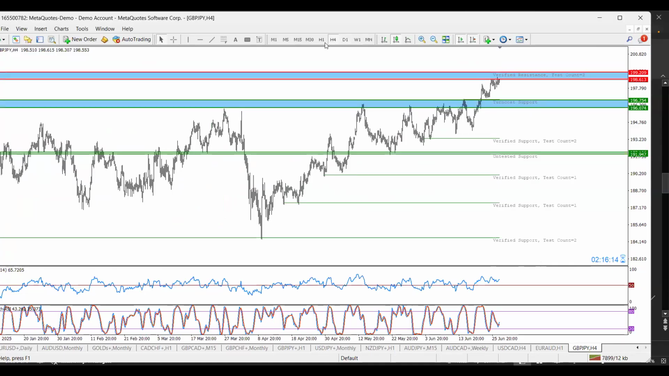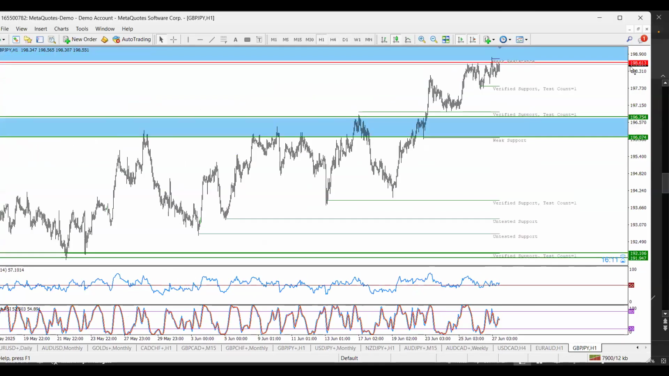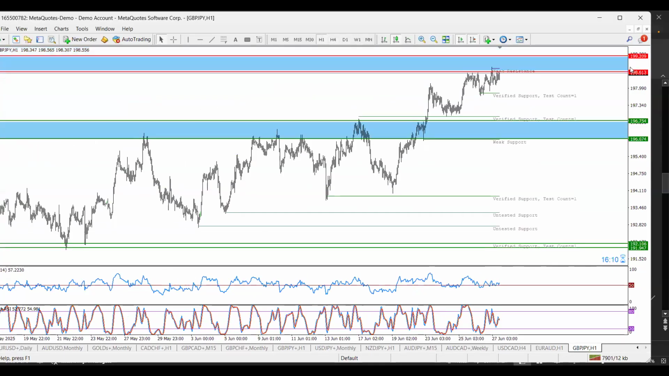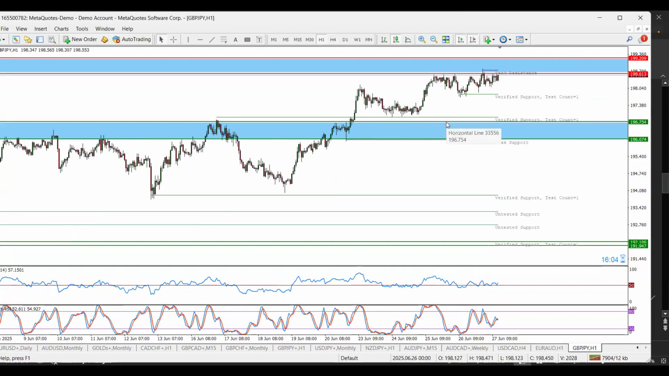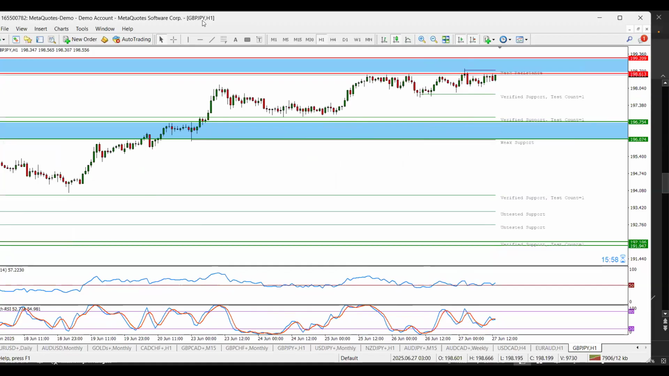And this is what? 1 hour. I can decide that I want to push this line up here. I don't need to do that. I just ignore this one. This line is on 1 hour.